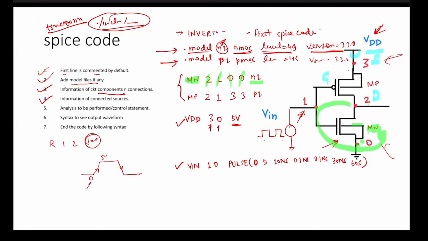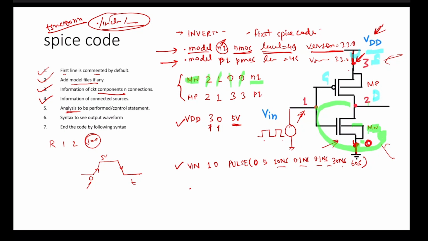V in and VDD, there were two sources. So we have done the fourth step also. But after the fourth step, we will do the analysis. So what kind of analysis should I do? Because at input I'm giving a pulse and I want to see the output, the inverted pulse. So what analysis should I do? Transient analysis, because it is with respect to time only. We have written everything in terms of time. So next is analysis, and we are doing transient analysis.